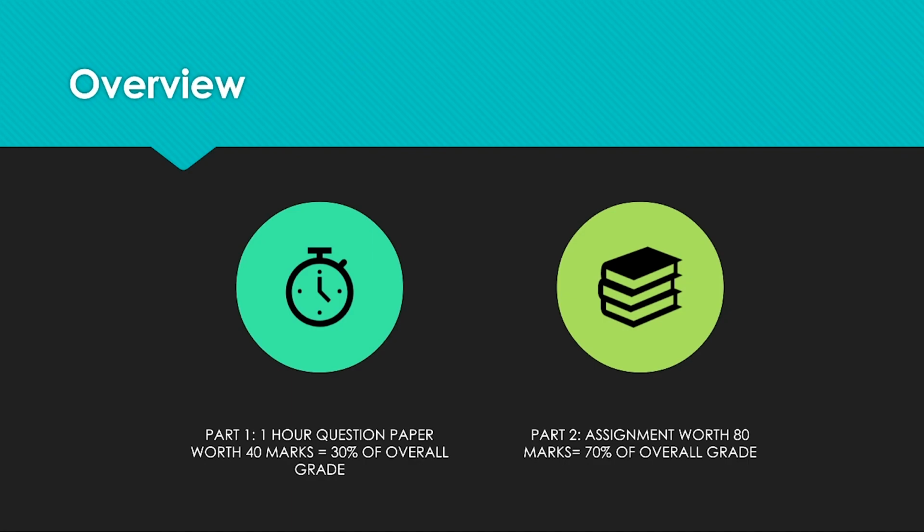The second part of the Higher Music Tech course is the assignment, which is the main part of the course, and it's worth 70% of your overall grade. You'll work on your assignment in class throughout the year and submit this to the SQA around Easter time.